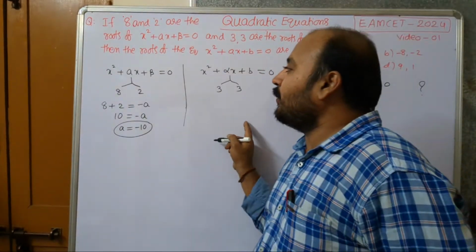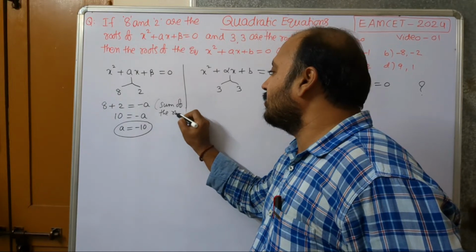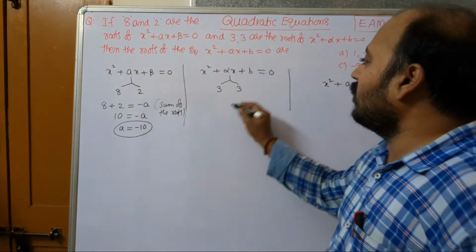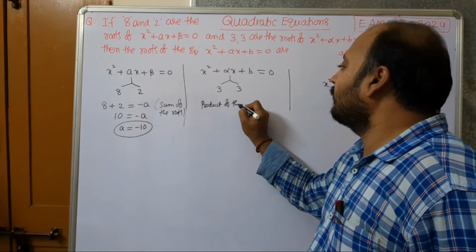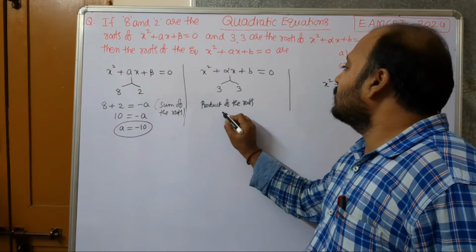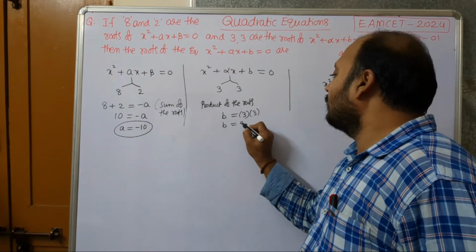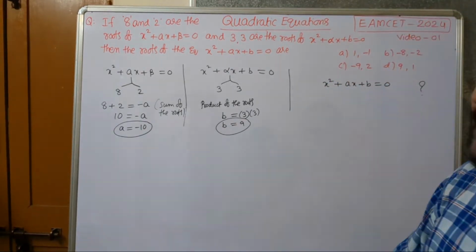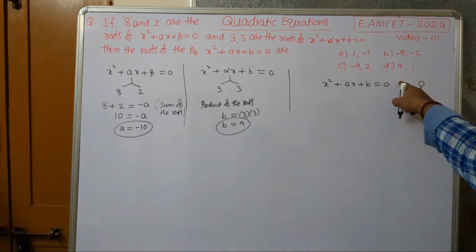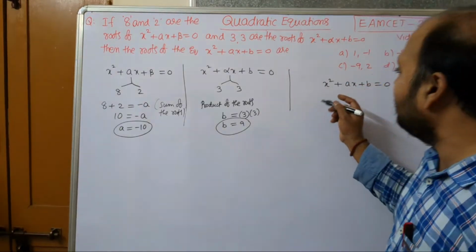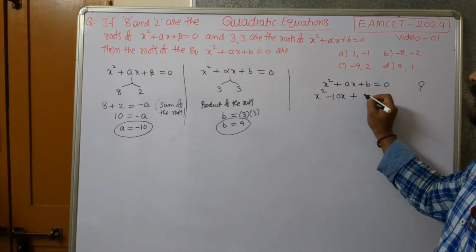So here I am taking product of the roots. This is sum of the roots I have taken. This is product of the roots I am taking. So b is equal to 3 into 3, 9, and a is minus 10. Don't write the answer as 9 and 9. Why? Because they are asking to find the roots of this equation: x square, a value minus 10x, b value 9.